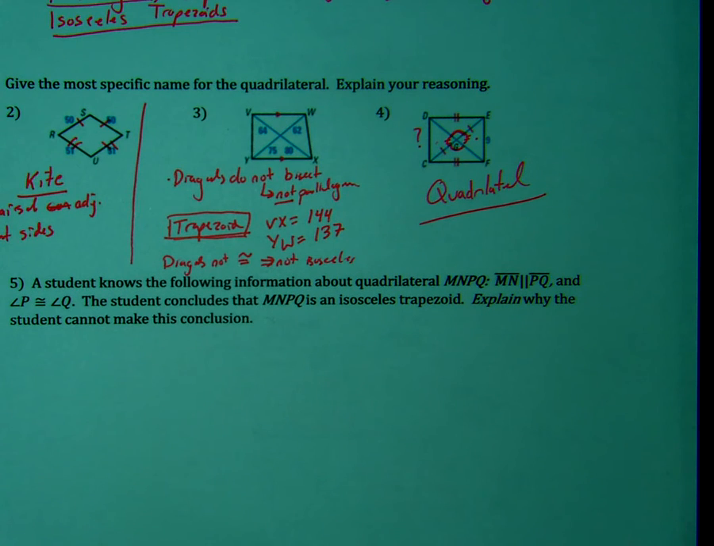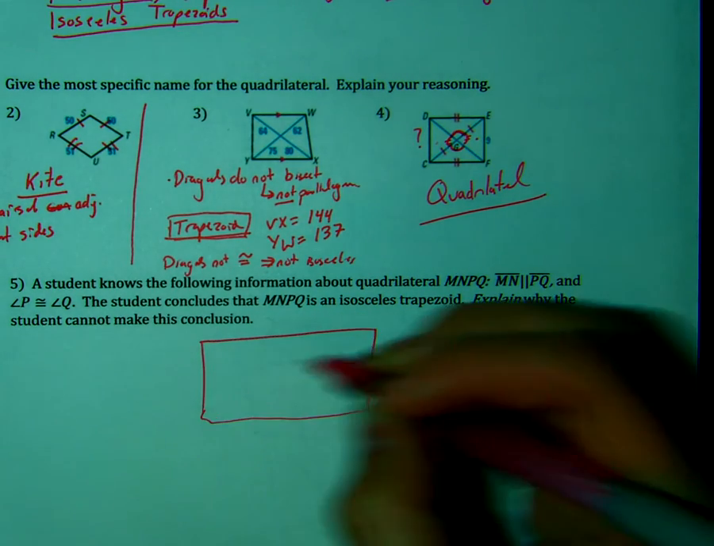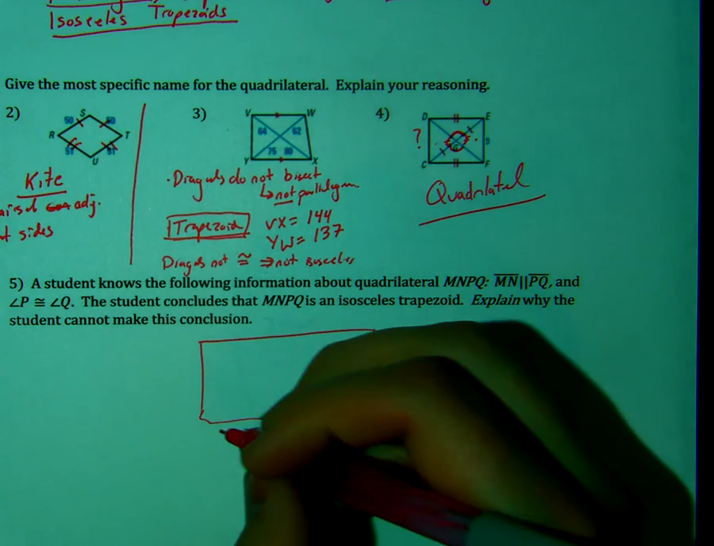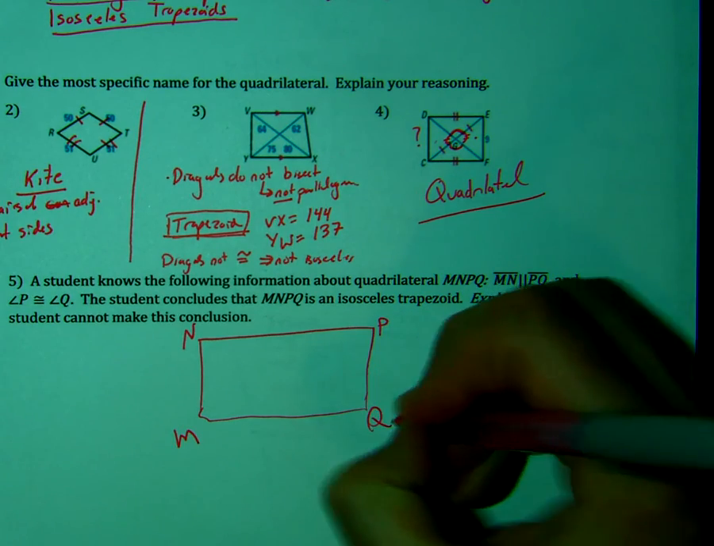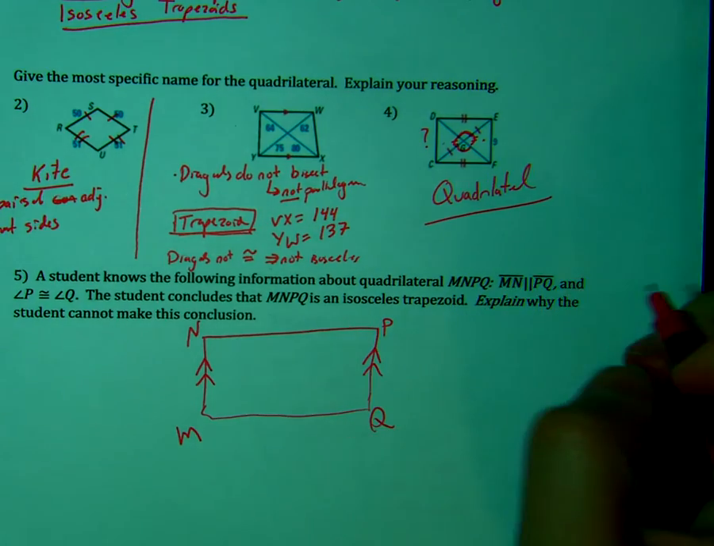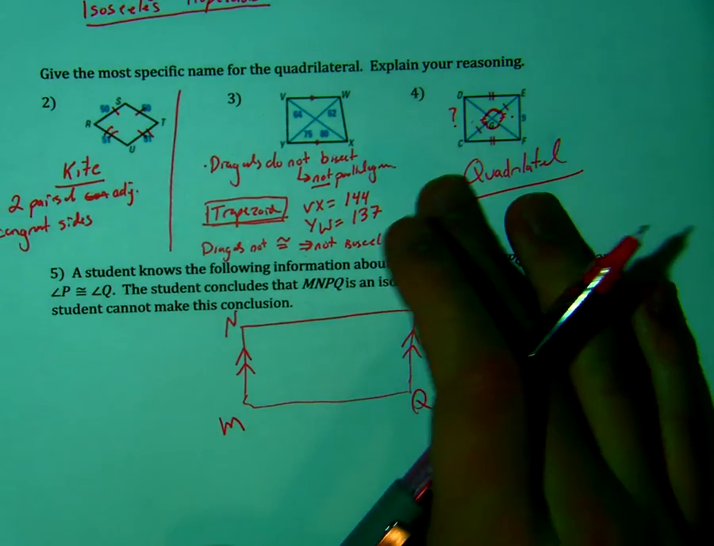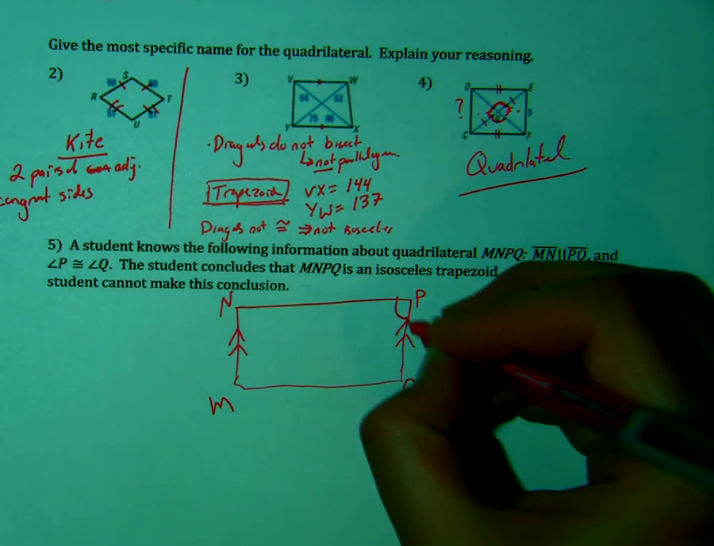All right. Last question here. A student knows the following information about quadrilateral MNPQ: MN is parallel to PQ, and P is congruent to Q. The student concludes that it's an isosceles trapezoid. So just draw yourself a quadrilateral, and let's see what we have going on here. So I have M, N, P, Q. MN is parallel to PQ. So good start. So the student says trapezoid. We see one pair of parallel sides, so that's a good start. P is congruent to Q.